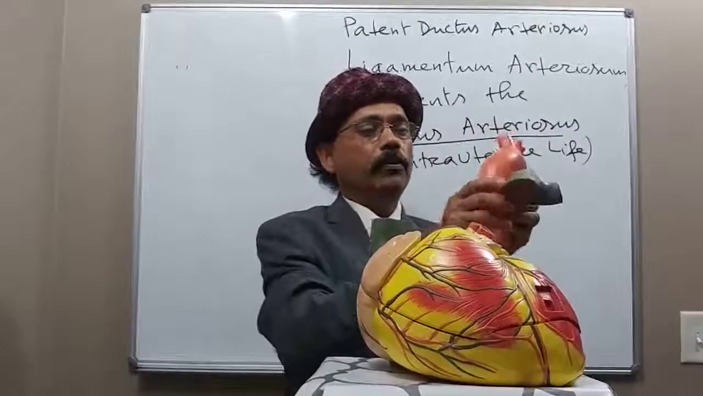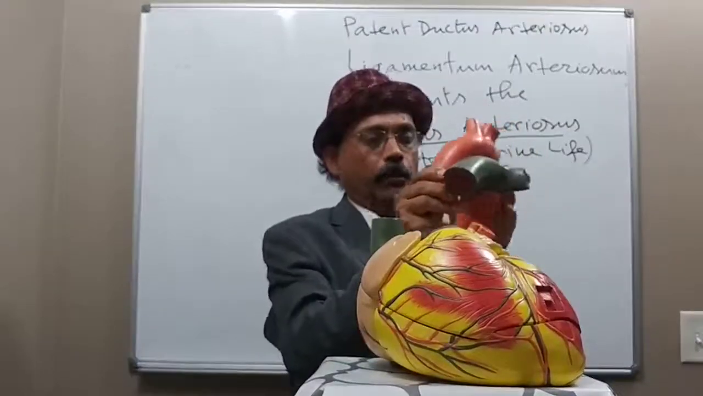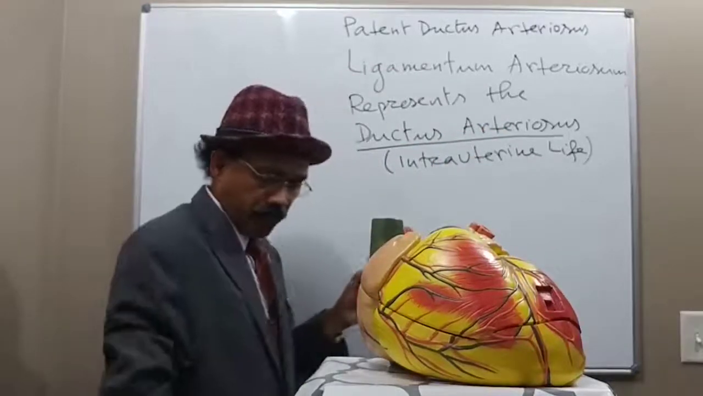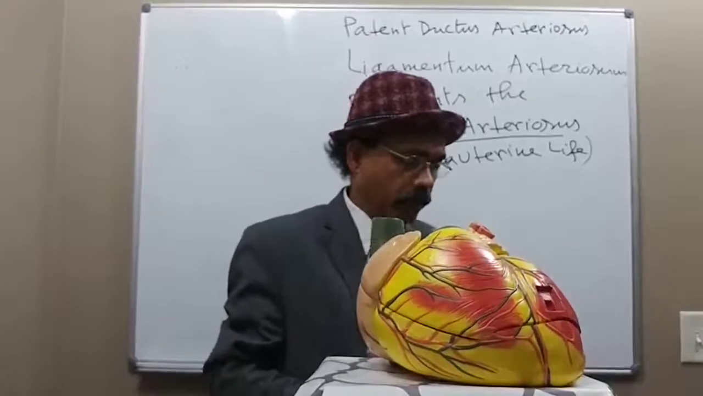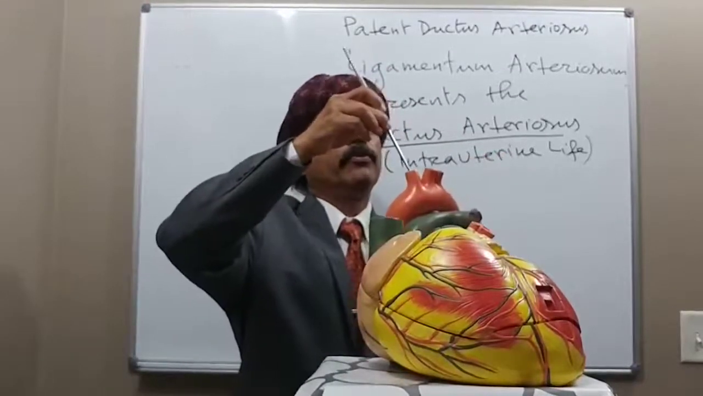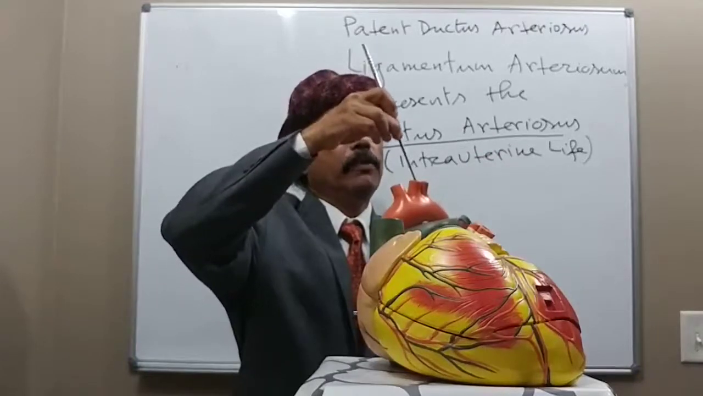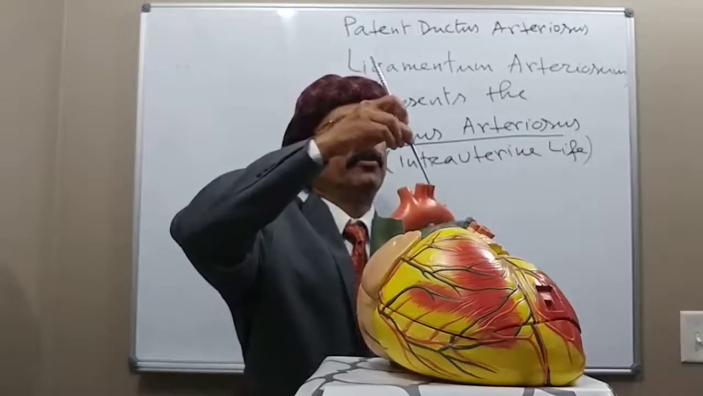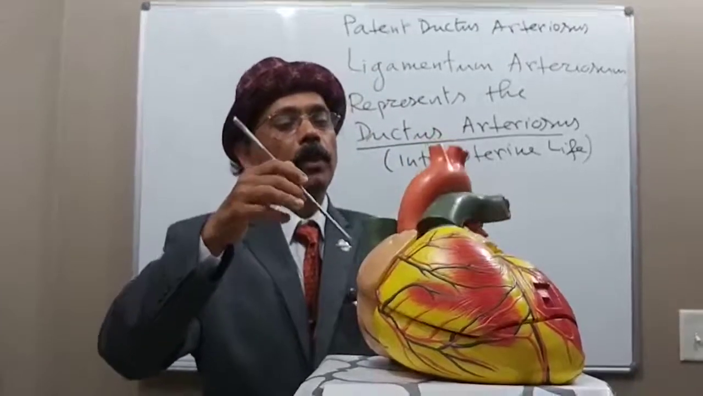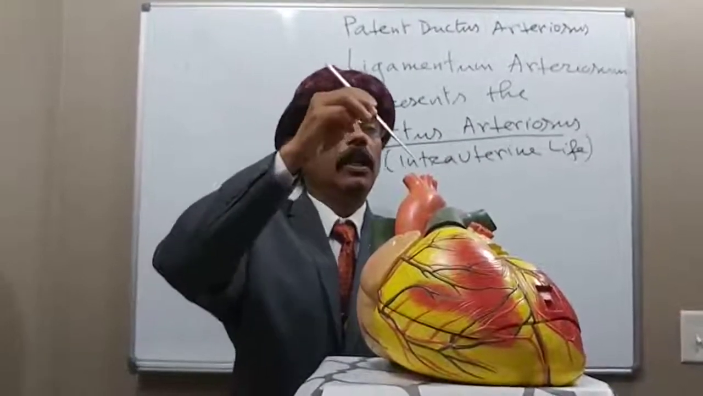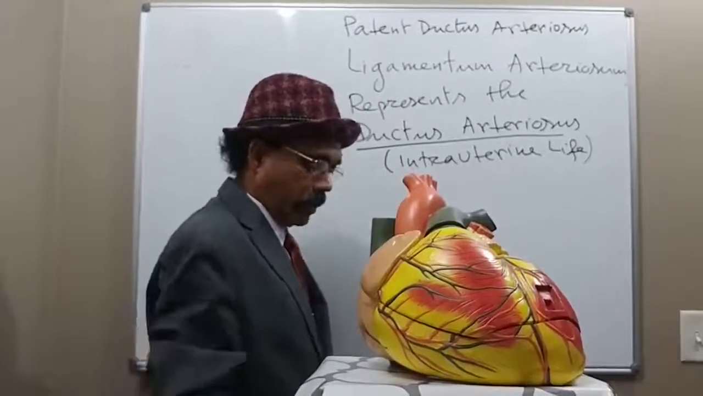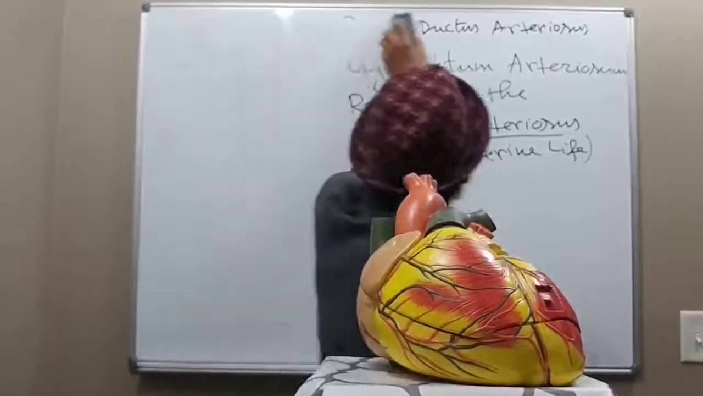Then we will find the arch of the aorta. The arch of the aorta has three major branches, and we must identify them. What are the branches of the arch of the aorta? The first branch is the brachiocephalic trunk, then the left common carotid artery, and the left subclavian artery.